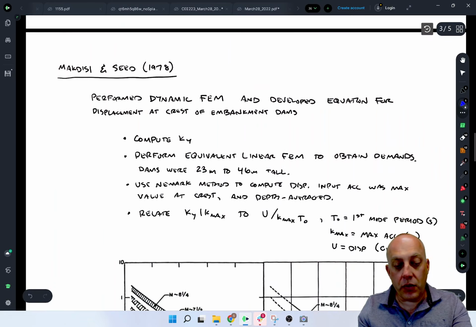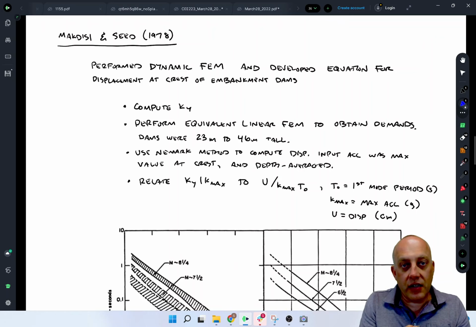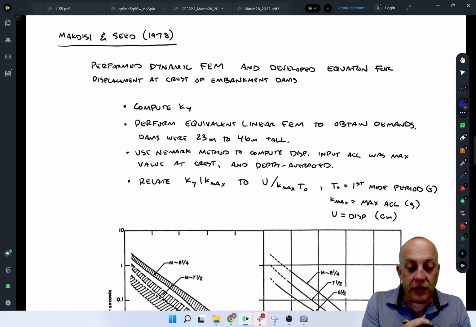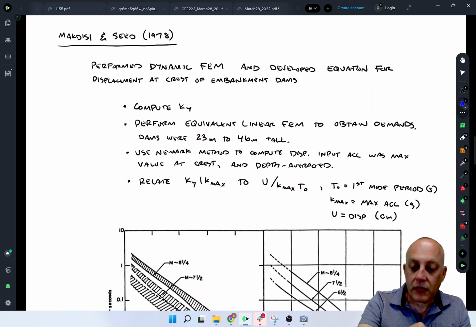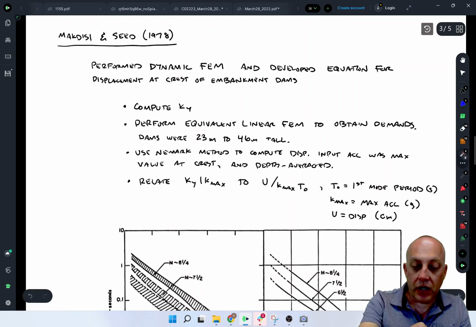So some of the original work done on this was by Makdisi and Seed back in 1978. And they were studying the deformation potential of embankment dams. And they ran some finite element simulations. These were not nonlinear finite element simulations, but equivalent linear, just to get the shaking demand throughout the embankment to model the dynamic response of the embankment. And then they would couple that with kind of a Newmark procedure.